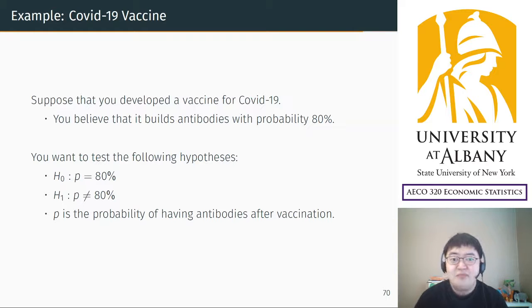You believe that it builds antibodies with probability 80%. A vaccine does not guarantee full antibodies for everyone, so there is still some probability. Anyhow, suppose that it's successful with 80%, and you want to test this probability. This probability, 80%, is the parameter of interest. The hypothesis we are interested in is whether p equals 80% or not, where p is the probability of having antibodies after vaccination, if you randomly choose a person who was vaccinated and check if he has antibodies or not.